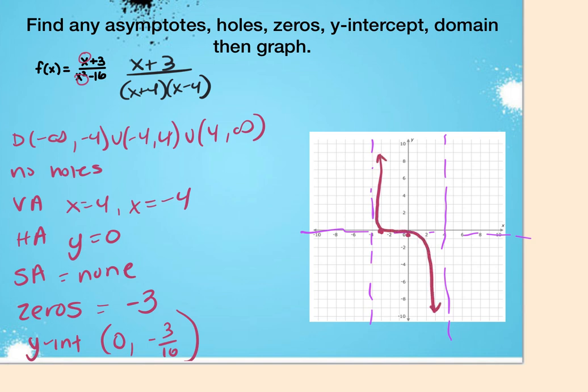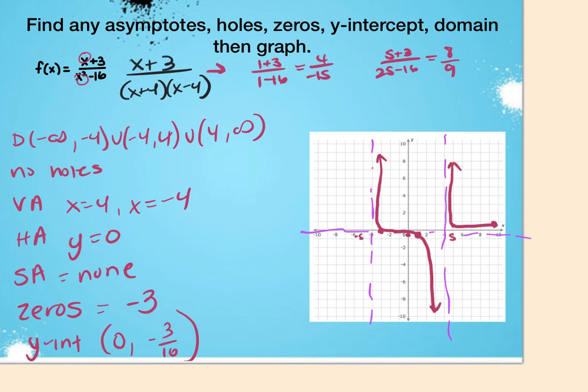Again, if I was unsure, I would plug in like 1. If I plug in 1, I'd get 1 plus 3 over 1 minus 16, 4 over negative 15. I know it's below the x-axis, which confirms that shape. Now the outer 2, I could plug in negative 5 or positive 5. If I plug in positive 5, 5 plus 3 over 25 minus 16, 8/9. So it's above. I know it goes this way.